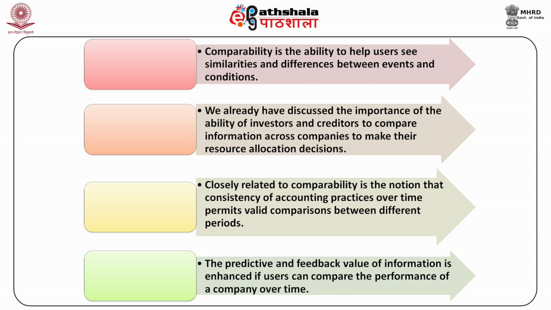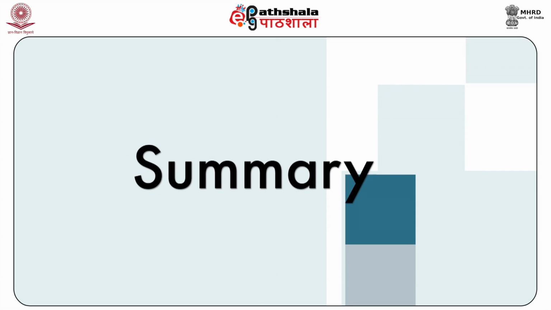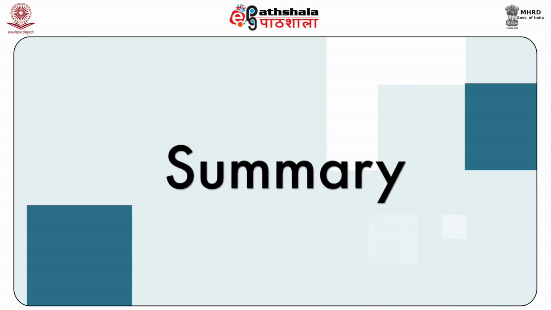The predictive and feedback value of information is enhanced if users can compare the performance of a company over time. A change in one of these policies would require disclosure in the financial statements and notes to restore comparability between periods. Accounting information should be comparable across different companies and over different time periods. Let us now recapitulate what we have learned so far.